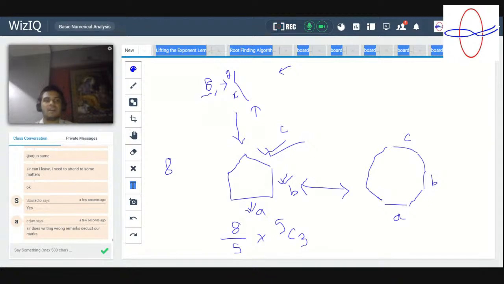Arjun, I didn't get your meaning of writing wrong remarks. If your remark is factually wrong and it's relevant, then that obviously negates your proof too. Correct? And that will definitely end up deducting your marks.